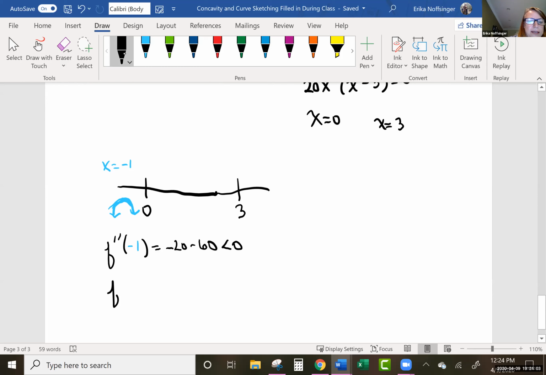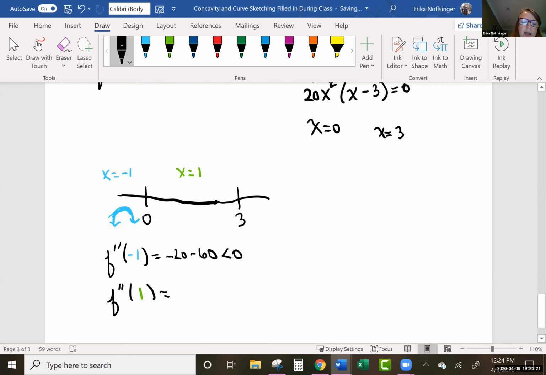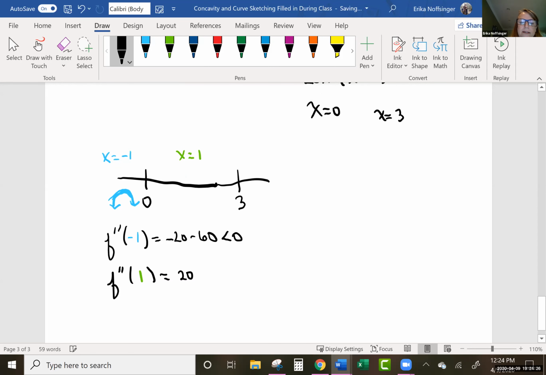And so let's plug into the second derivative a number between 0 and 3. So how about x equals 2 or 1? If we plug this into the second derivative, what do we get? 20x cubed. So 20 times 1 cubed is positive 20, minus 60, which is still less than 0. And so this is still concave down in here. So that is not an inflection point at 0.